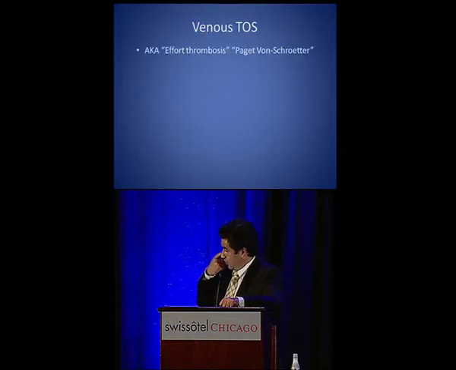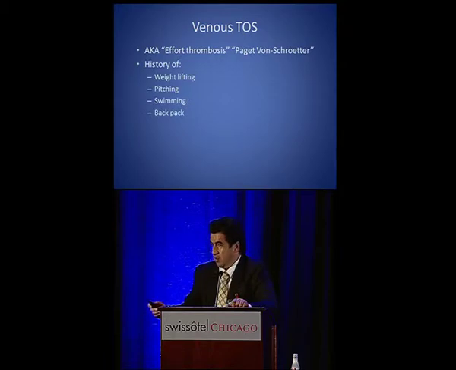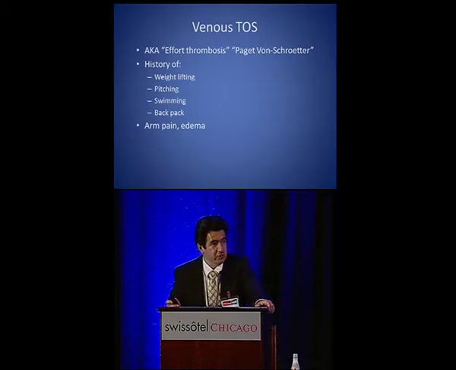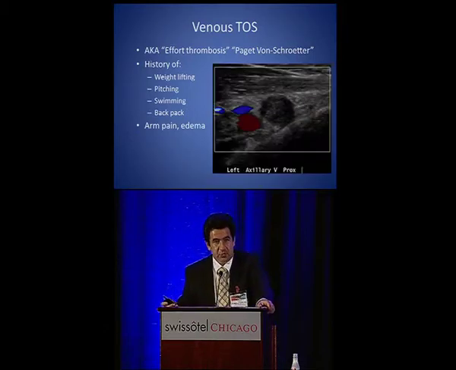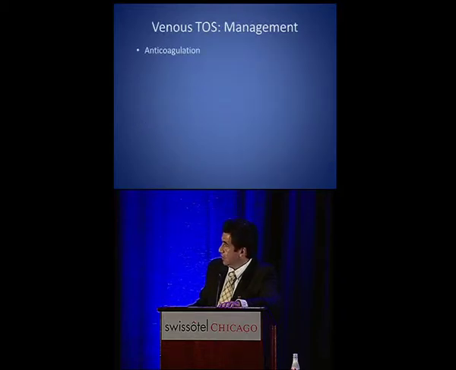Venous thoracic outlet syndrome is also known as effort thrombosis or Paget-von Schroeder syndrome or disease. Typically, patients have a history of weightlifting, pitching, swimming, or any other overhead activity. Backpacking is common among young people. And they present with sudden onset of arm edema and pain, sometimes just discoloration of the upper extremity. We typically make the diagnosis on clinical basis and confirm it with a duplex ultrasound that shows thrombosis of the subclavian axillary segment of the vein.